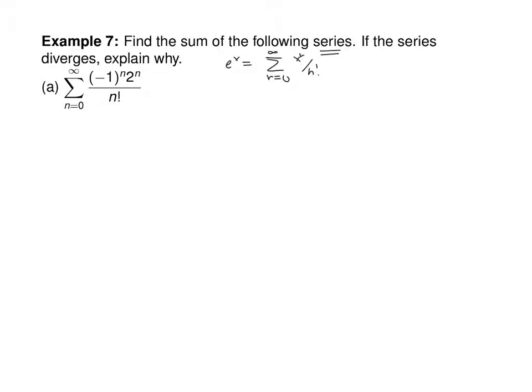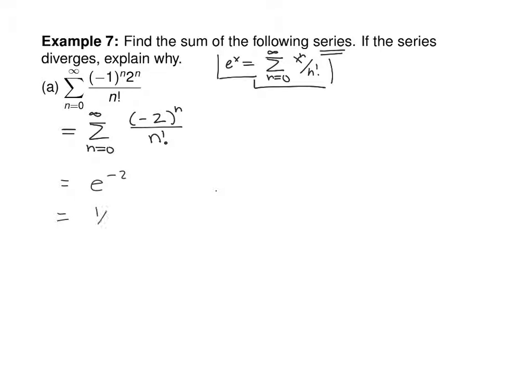This is awfully close. We just have that negative 1 to the n. The series for e to the x does not alternate. So what we can think about this as, we can think about it as a sum from n equals 0 to infinity, negative 2 to the n over n factorial. And notice how negative 2 is the thing that's been input for that x. So this is equal to e to the negative 2, or equivalently, 1 over e squared. So that does require recognizing that you have a Maclaurin series for a common function.